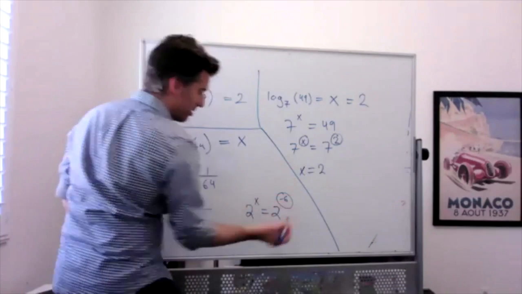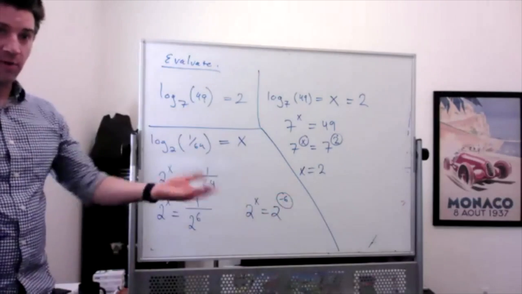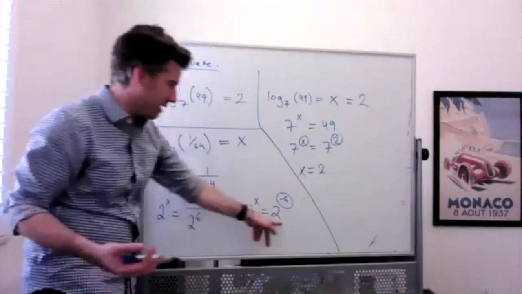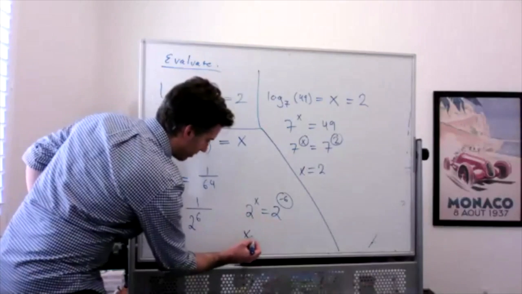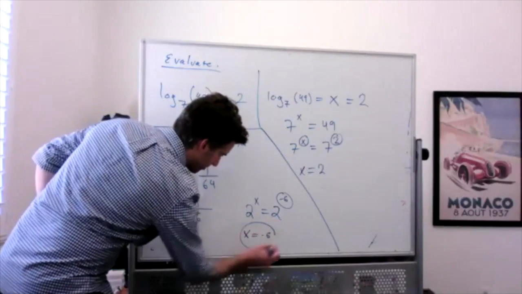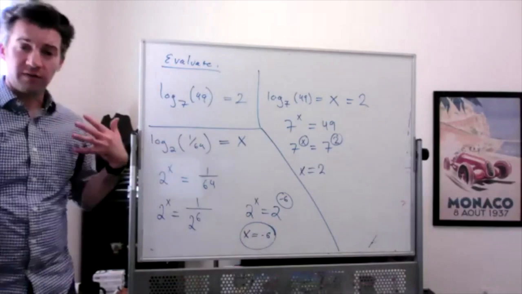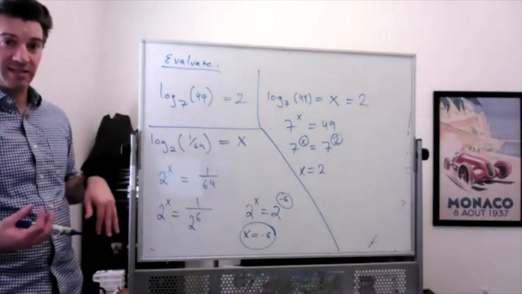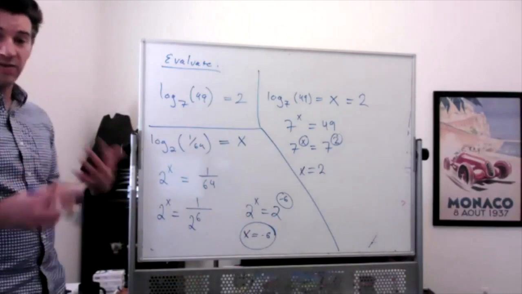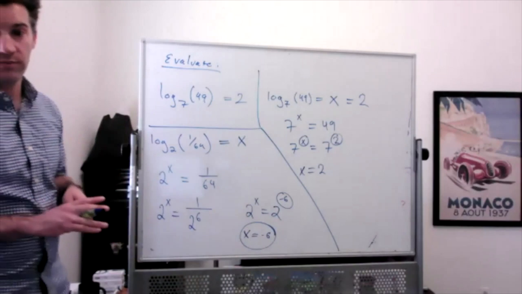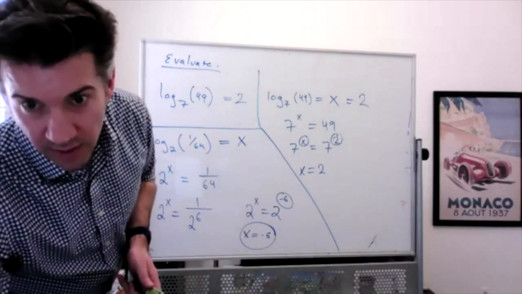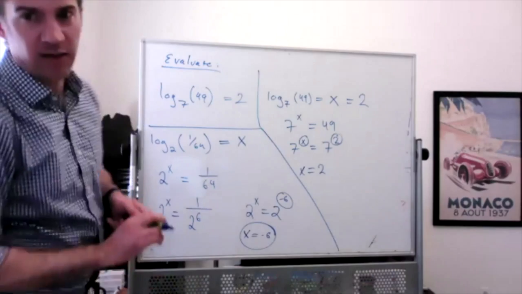-6. Thank you. And now that they're both written as things with the same base, we can say that the powers have to equal each other. So log base 2 of 1 over 64 is -6. So 2 to the -6 power is equal to 1 over 64. Right. A couple more here. Yeah, we'll get through these.